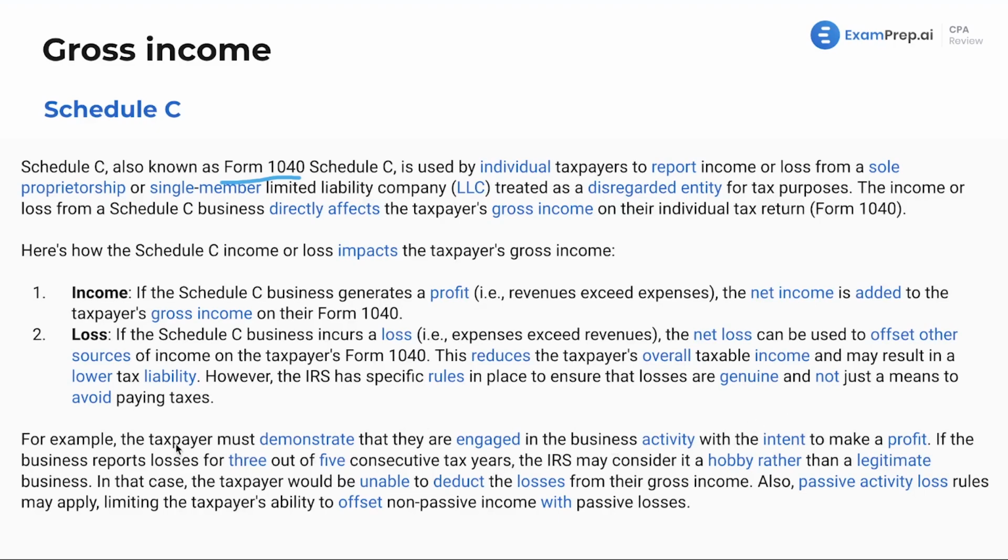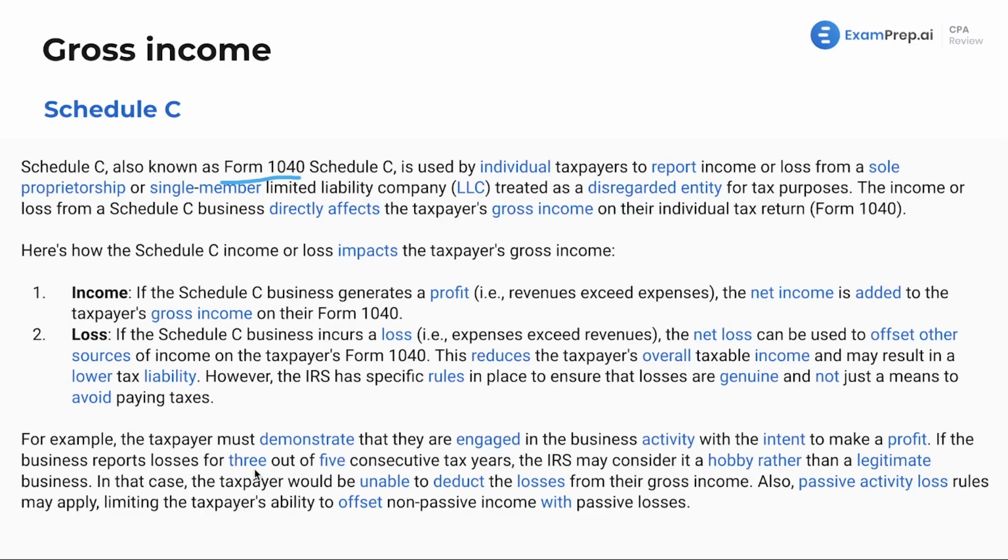Because again, if your business reports losses for 3 out of 5 consecutive years, the IRS says it may consider, but I would assume they generally consider it immediately a hobby rather than a legitimate business. In that case, the taxpayer would be unable to deduct the losses from their gross income. So if I have a CPA tutoring business, a resale business, or any sort of business, and I claim losses for 3 out of 5 years, that is going to create a problem. For the IRS, 2 out of 5 years is fine. It's kind of like giving you a chance to make some money.